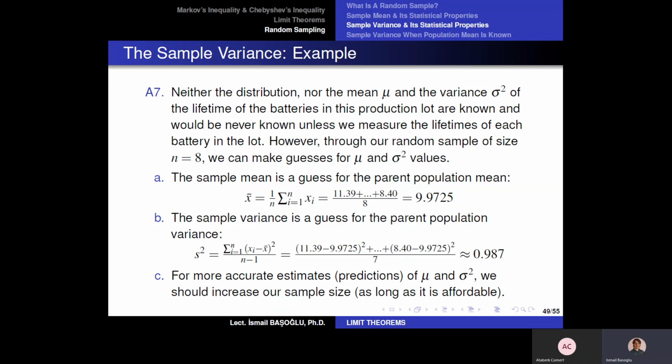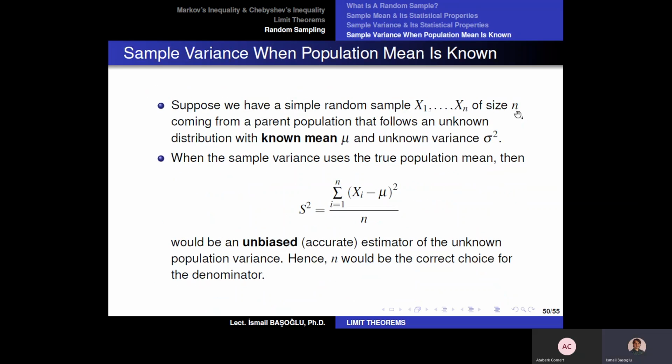However, here's the thing. Let's say we have a simple random sample of size n coming from the parent population. The distribution of the parent population is not known again. It is unknown. However, the mean is known. The mean is known, but the variance is unknown. Let's say we have products, and in these products we use a certain type of chemical. We have manufactured 1,000 products, and we are using a certain type of chemical.